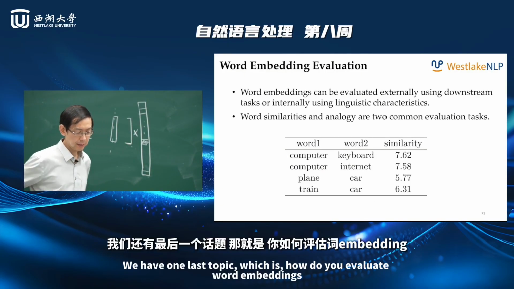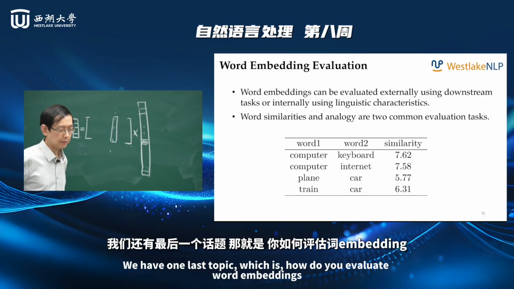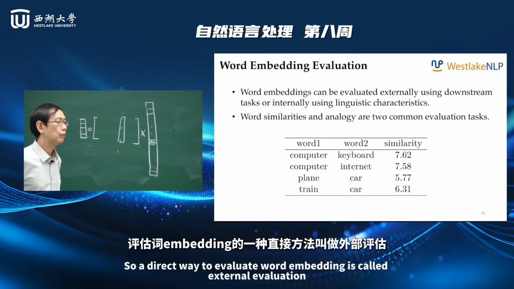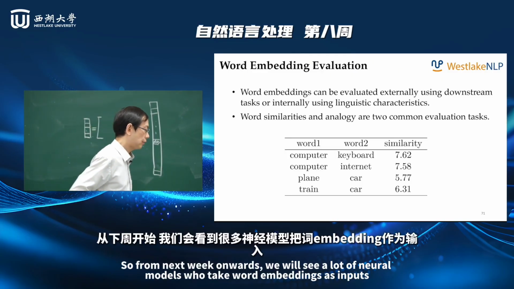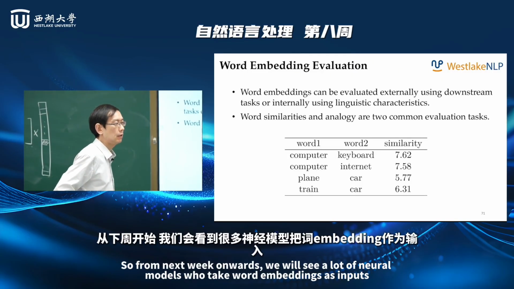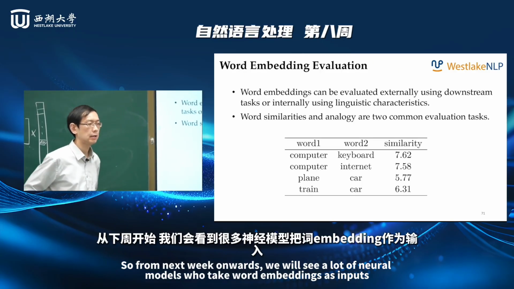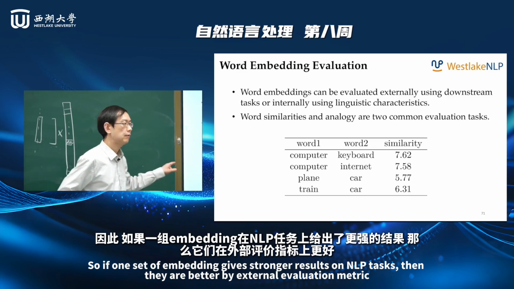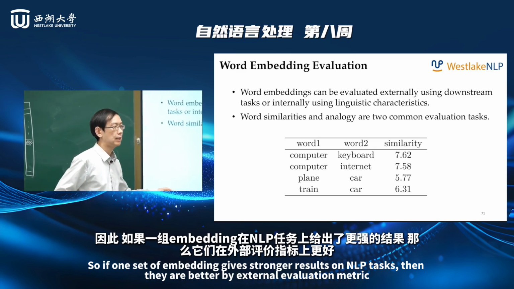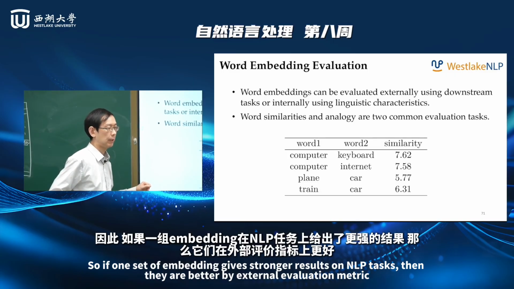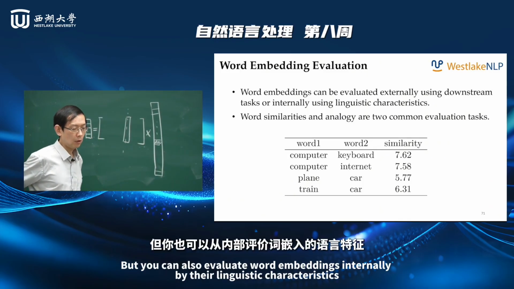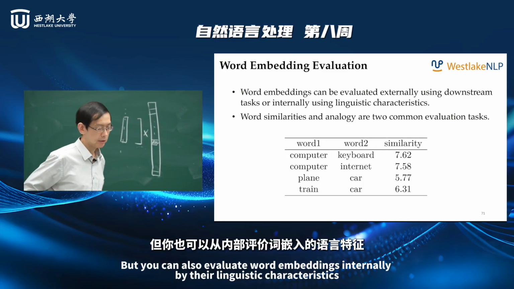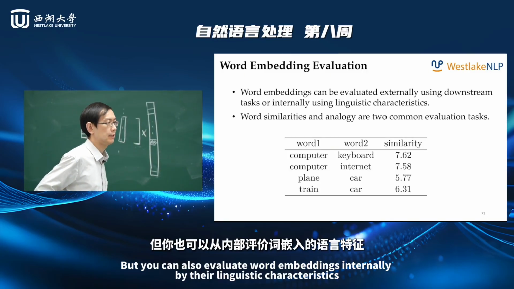We have one last topic, which is how do you evaluate word embeddings? So a direct way to evaluate word embedding is called external evaluation. From next week onwards, we will see a lot of neural models which take word embeddings as inputs. So if one set of embeddings gives stronger results on NLP tasks, then they are better by the external evaluation metric. But you can also evaluate word embeddings internally by their linguistic characteristics.